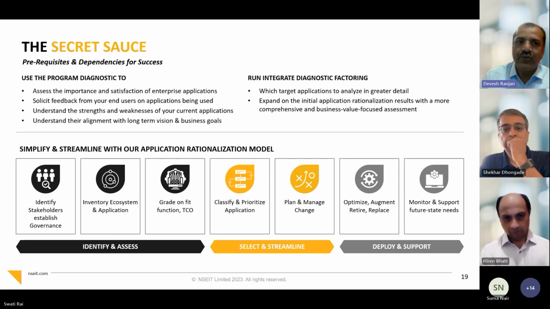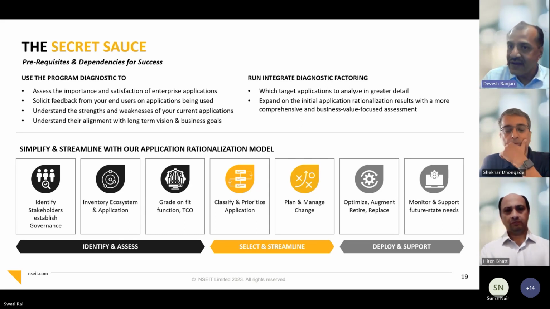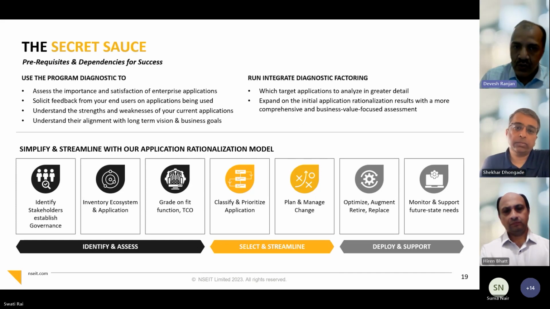During the start, it is very critical to understand the importance and satisfaction of the enterprise applications. Are you completely satisfied? Are your functional and business goals getting achieved? And then not just limiting it to the organization's understanding, but taking the feedback from the end users who are customers for that application, whether it is the internal team or the external customers. That is another key factor.